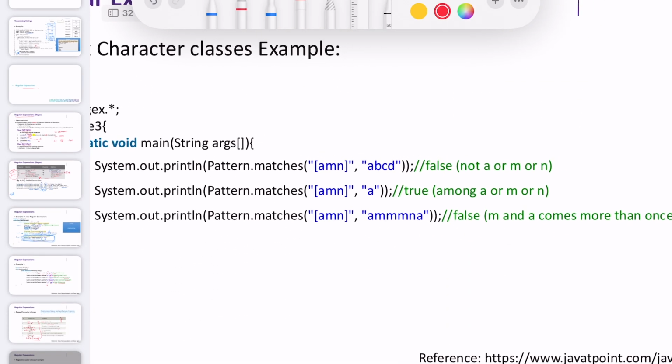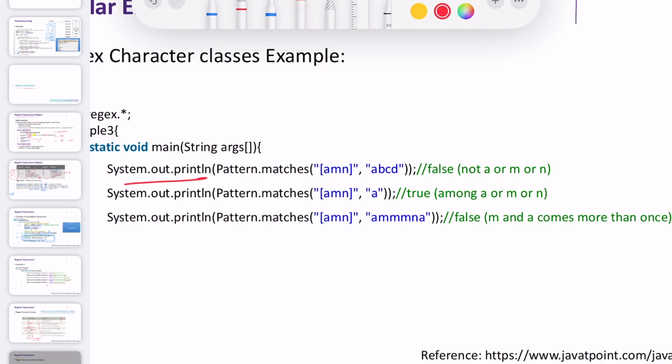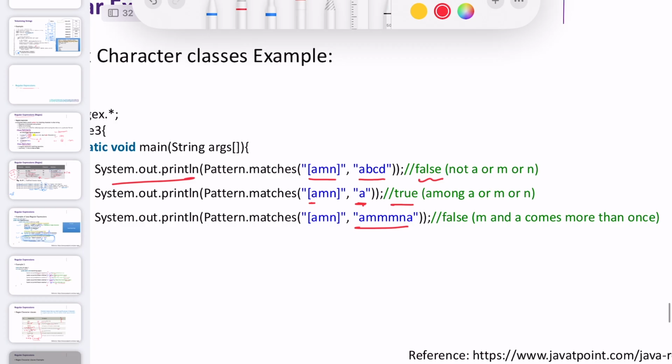Let's take an example. We are going to print true or false whether a string matches a pattern or not. My pattern is this, [AMN]. We also need the string or the text to have one character only, that's either A or M or N. So this, A, B, C, D, has more than one character, so false. Here, one character and it's A, then true.